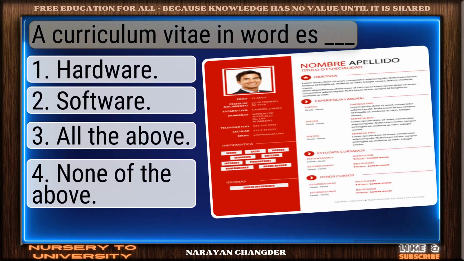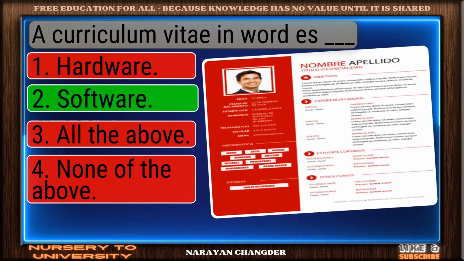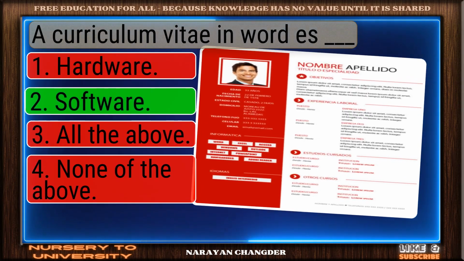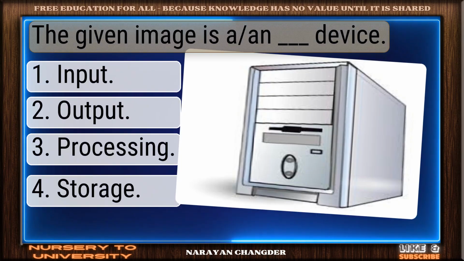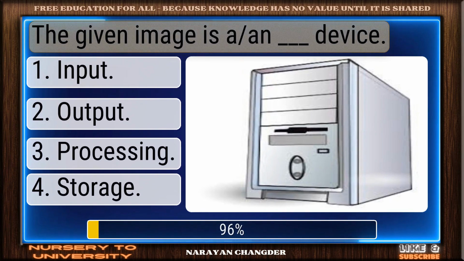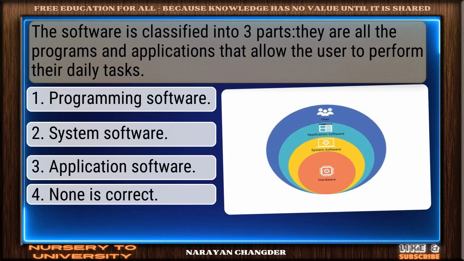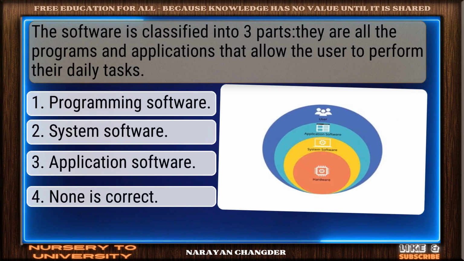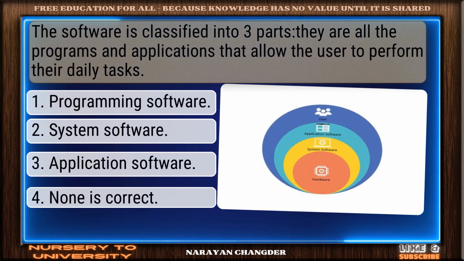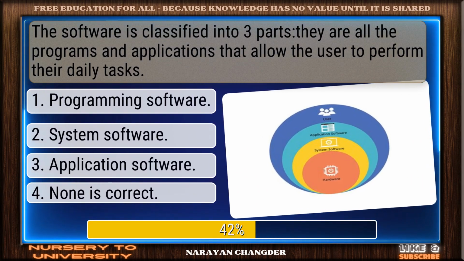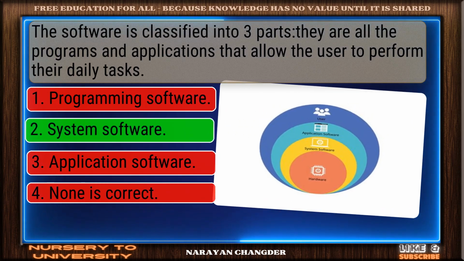A curriculum vitae in Word is a dash. On track. Software is the correct answer. The given image is an input and dash device. Well done. Processing is the right choice. The software is classified into 3 parts. They are all the programs and applications that allow the user to perform their daily tasks. Smart pick. System software is the correct choice.